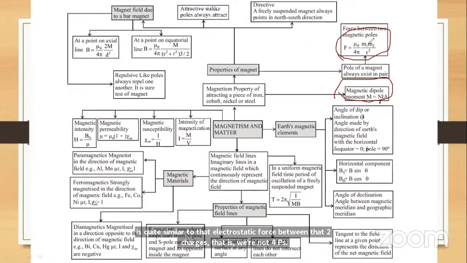Like that only. Here m1 and m2 are the pole strengths, and r is the distance between the poles. So if the distance is larger, the force will be lesser. If the distance is smaller, the force will be larger. So that's why it is inversely proportional. It is not directly proportional, it is inversely proportional.